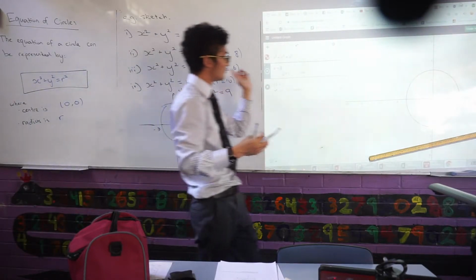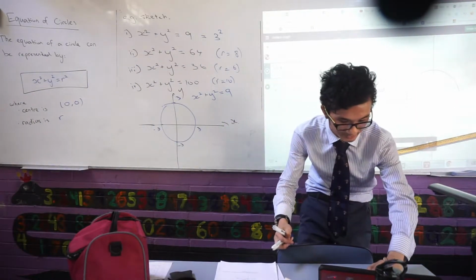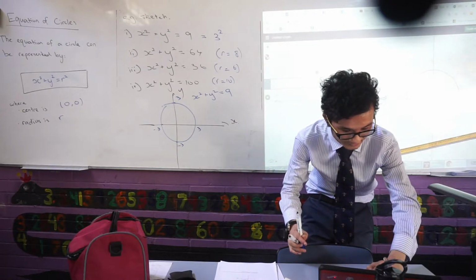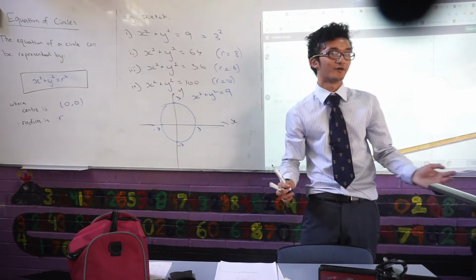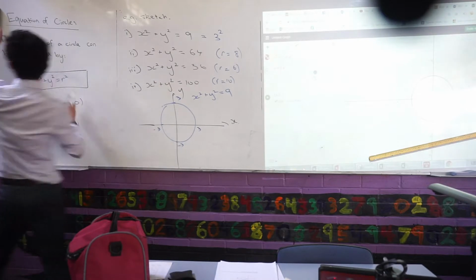So obviously, the bigger that value is, the bigger your circle will be. And you can see that on this graph here. As I increase the values, my circle gets bigger. If I decrease them, they get smaller. Okay? So let's just draw these now really quickly.